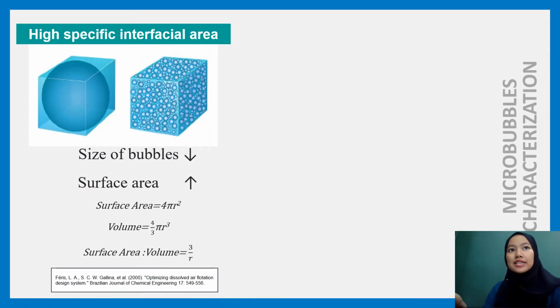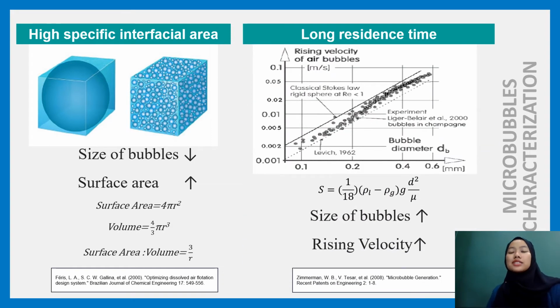Okay, so the first one is the high specific interfacial area. So as you can see from the figure, okay, the left one is assumed as macrobubbles and then the right one is assumed as microbubbles. Okay, so the difference is in terms of the size of the bubbles, in which for microbubbles generator, it produces a smaller size of bubbles. So when this bubble has a smaller size, the surface area actually increases, so which means more oxygen can be carried into the system.